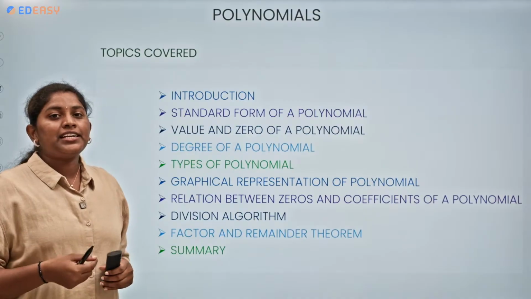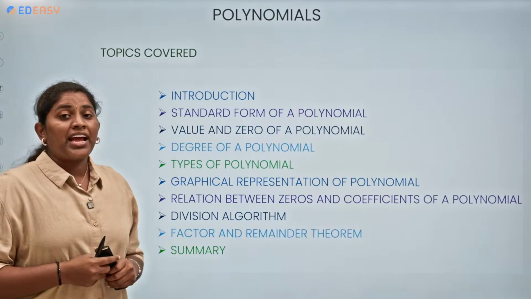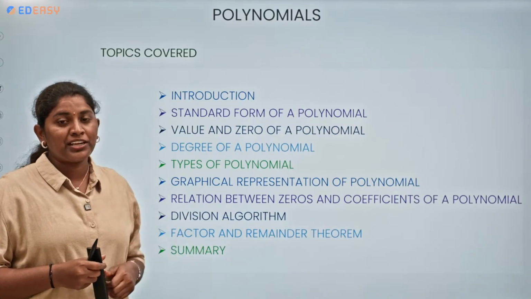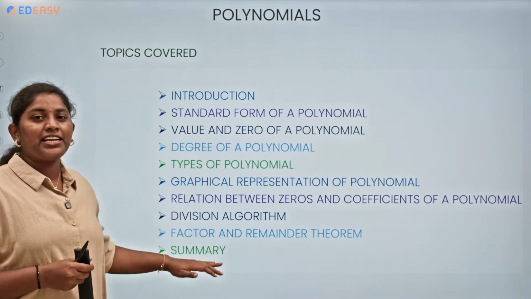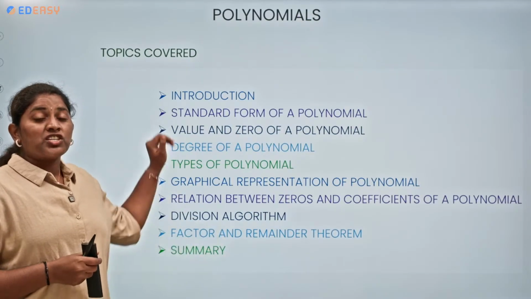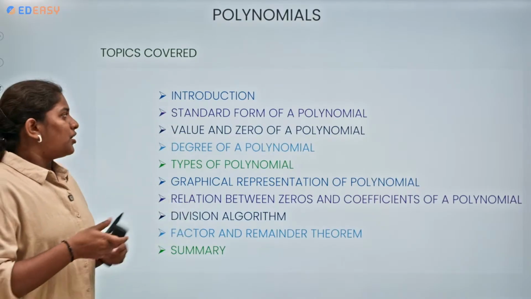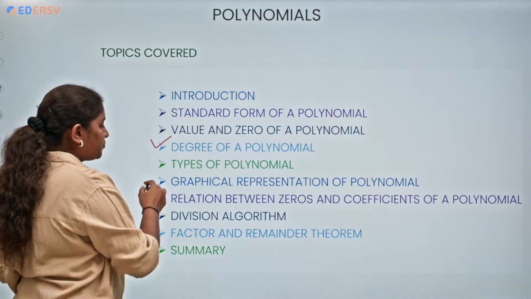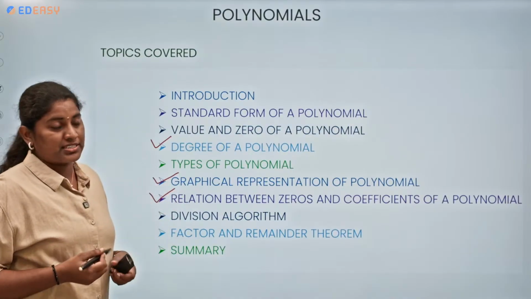And next we will discuss the graphical representation of a polynomial. Okay? And next the simple relation between the zeros and coefficients of a polynomial, and division algorithm, factor and remainder theorem, and finally the summary, which is a very easy topic. So entirely, polynomials is the easiest chapter because in grade 10 we mostly concentrate on the degree of a polynomial, graphical representation and the relation between zeros and coefficients.